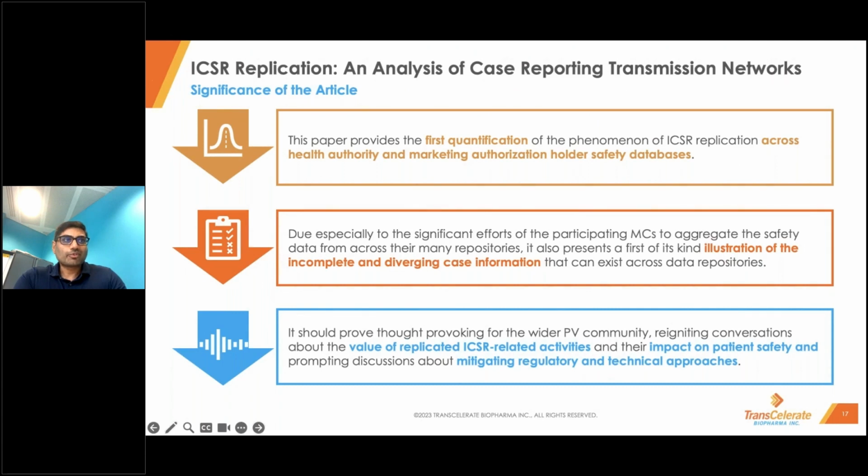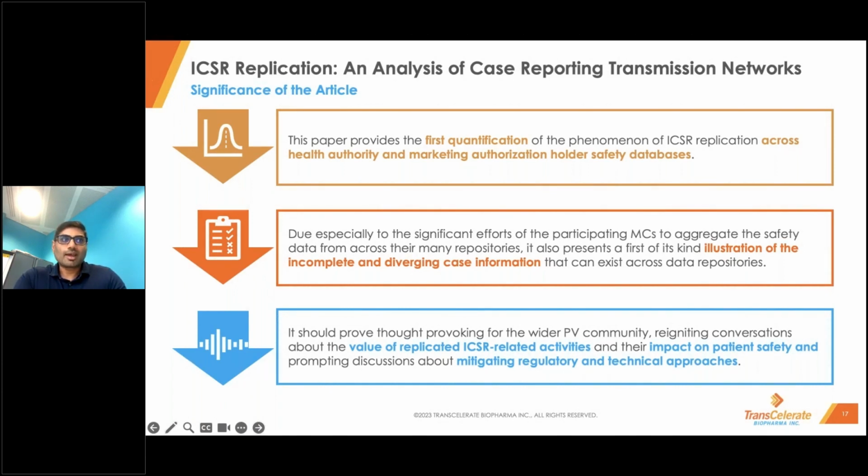This paper provides the first quantification of the phenomenon of ICSR replication across Health Authority and marketing authorization holder safety databases. Due especially to the significant efforts of the participating member companies to aggregate the safety data from across their many repositories, it also represents the first of its kind illustration of the incomplete and diverging case information that can exist across data repositories.